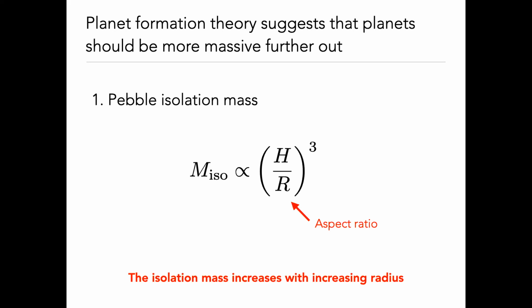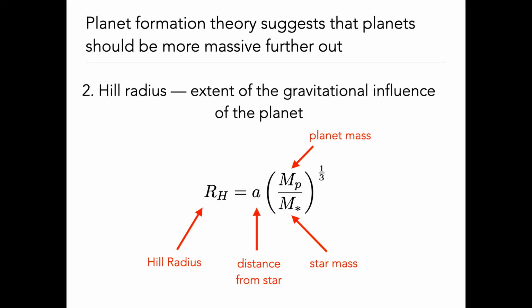Okay. So this red text is just saying what I've just said. There's a second concept that we can think about with regards to the mass of the planet with distance from the central star, and this concept is called the Hill radius. The Hill radius is essentially the radius around the planet where the planet has this gravitational influence, right? And so it can accrete material from around it within that region very easily.